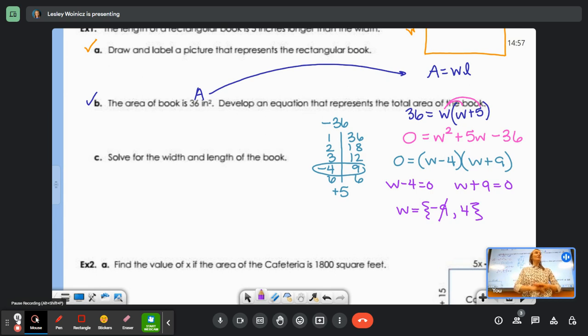So we have to write it. But then, given the constraints of the problem that we're solving for a width, we also have to cross it out because it does not work. Does that make sense? It makes the equation true, but it doesn't work in the problem. So we list it and then cross it out. Cool? Perfect. So our width is 4.